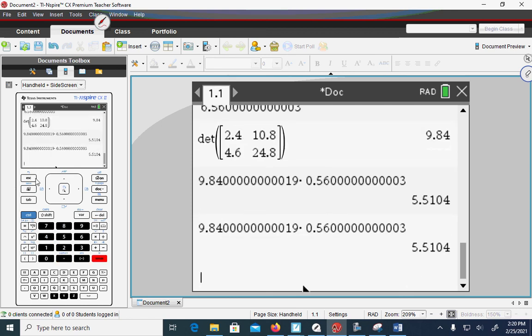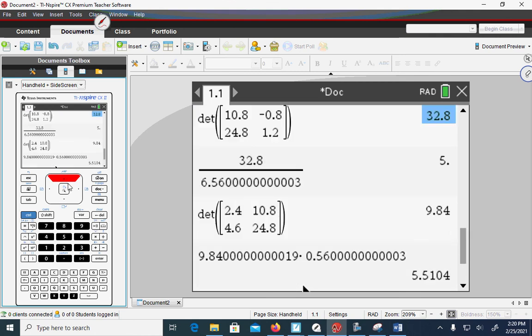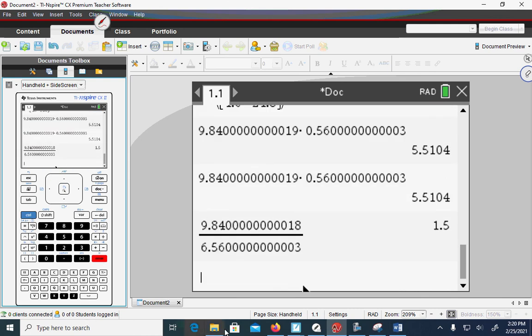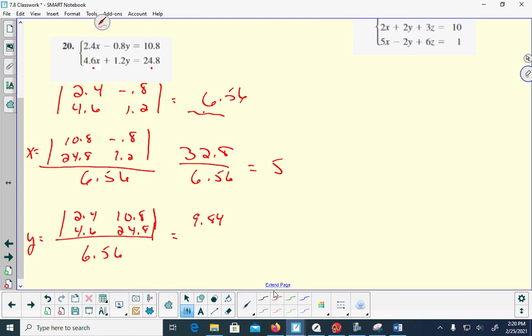So I'm going to take that 9.84 and divide it by that 6.56, and I'm going to get 1.5. Sounds much, much better. And so my answer is going to be 5, 1.5. That's going to come in really handy when I go to do the next one.